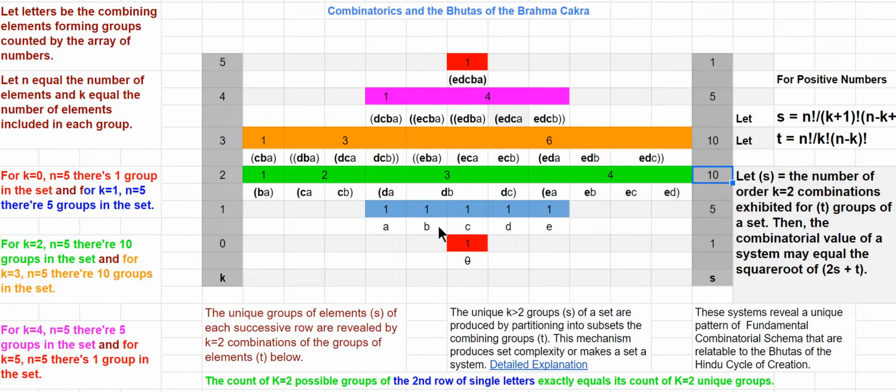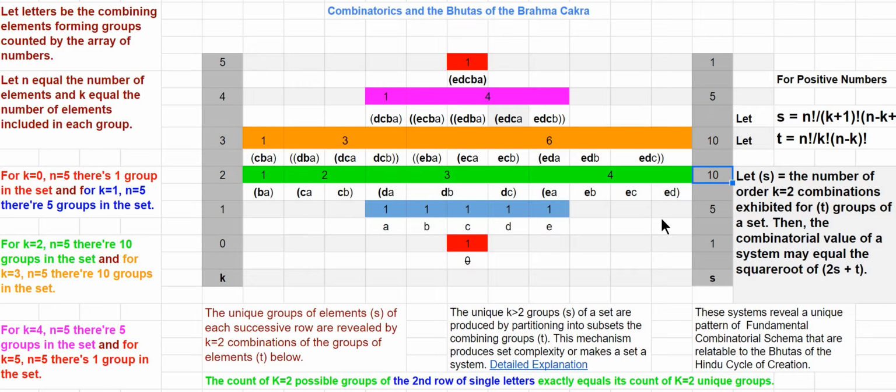The count of k equal 2 possible groups of the third row of double letters, this group that we just showed was partitioned, doesn't equal its count of k equal 3 unique groups. That's because there are 10 possible unique k equal 3 groups, but there are 45 possible k equal 2 combinations of this set.